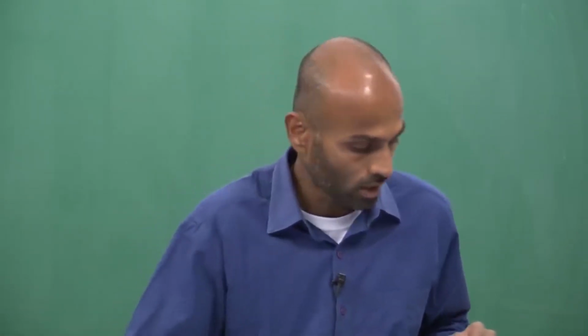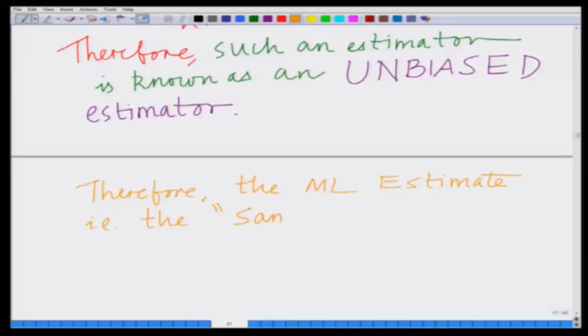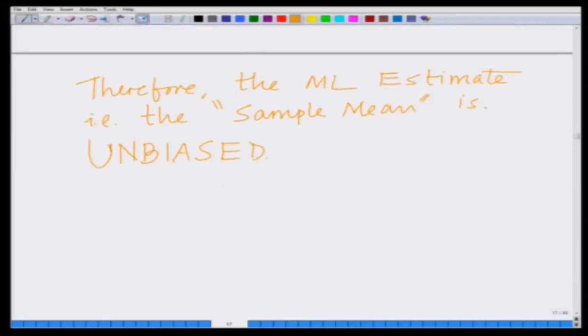Let us also note that down. Therefore, the ML estimate, or in other words our sample mean, is unbiased in nature, which means that we have expected value of h hat is equal to h.